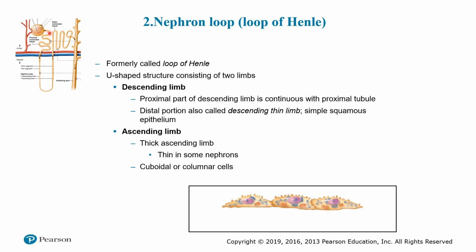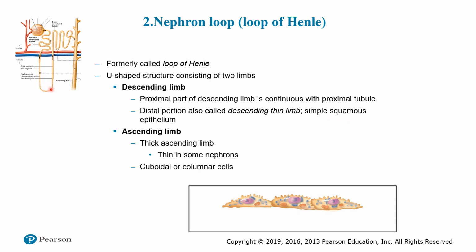After the proximal convoluted tubule, there is the nephron loop, which is known as the loop of Henle. The loop of Henle has a descending limb and an ascending limb. The descending limb, initially in the upper part, is continuous with the proximal tubule, so it will have cuboidal cells, but then it converts into the thin limb of the loop of Henle, the thin descending limb, and that thin limb is lined by simple squamous epithelium, as you can see here.